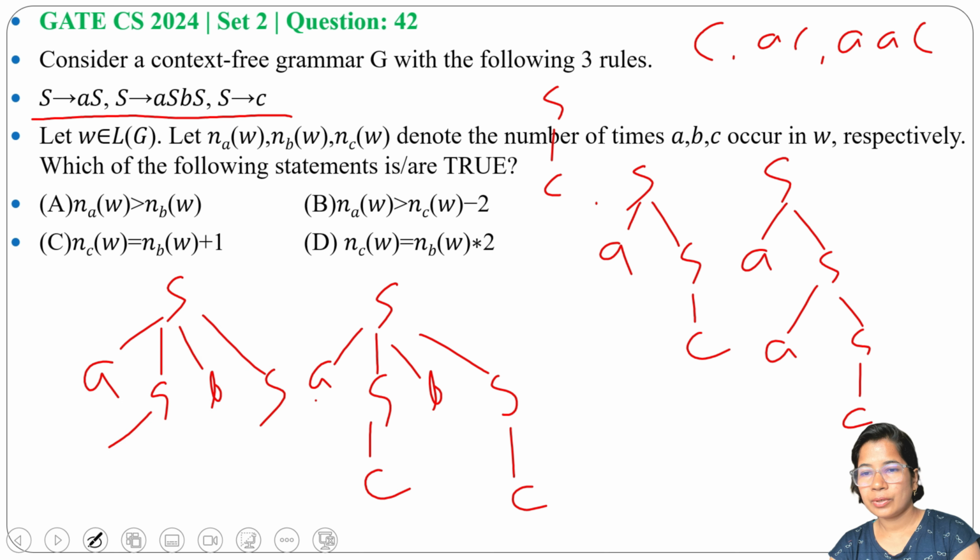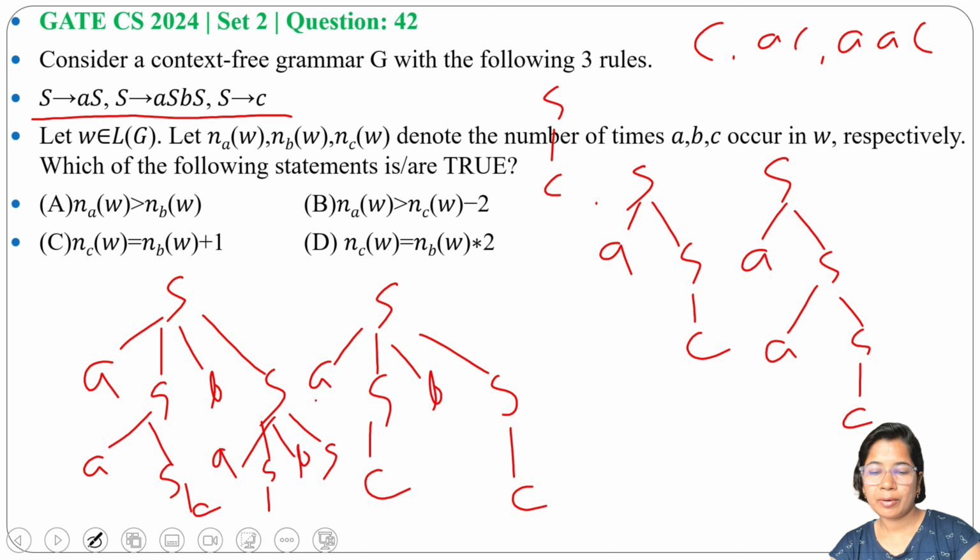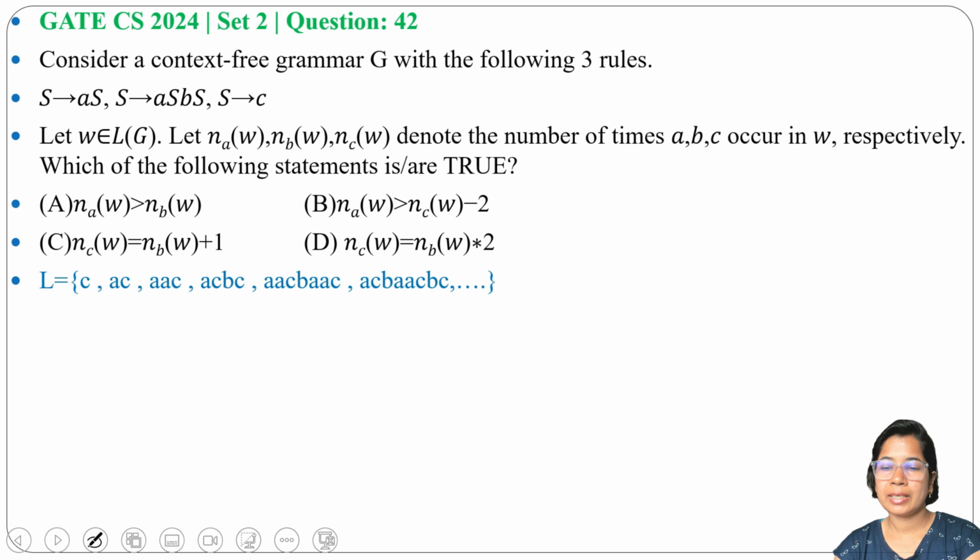Then S derives ASBS. From this S we can derive AS. Now from this S, C. Then from this S again we can derive ASBS. Then from S, C, from S, C. So from L we can generate strings like C, AC, ACBC, AAC, BAAC, ACB, AAC, BC.